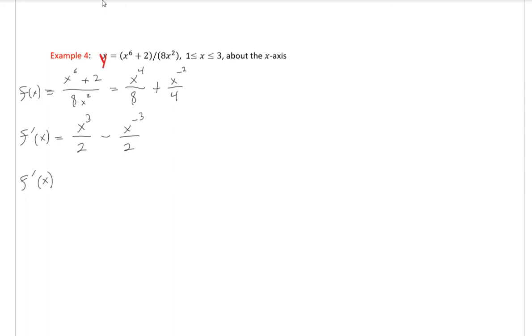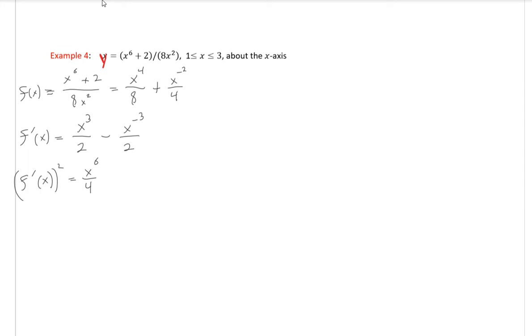Now what we're going to then do is square that term. Which will give us x cubed over 2 multiplied by itself, which will give you x to the 6 over 4. Then if I multiply the inside terms, x cubed times x to the minus 3rd will cancel out. Will give us a minus 1/4.